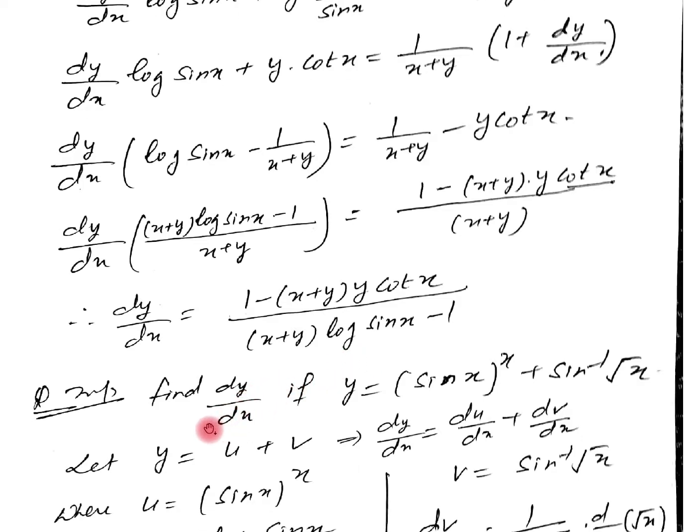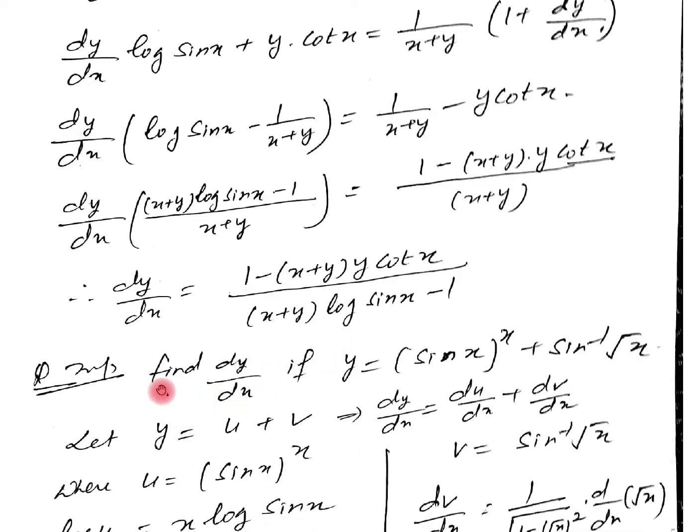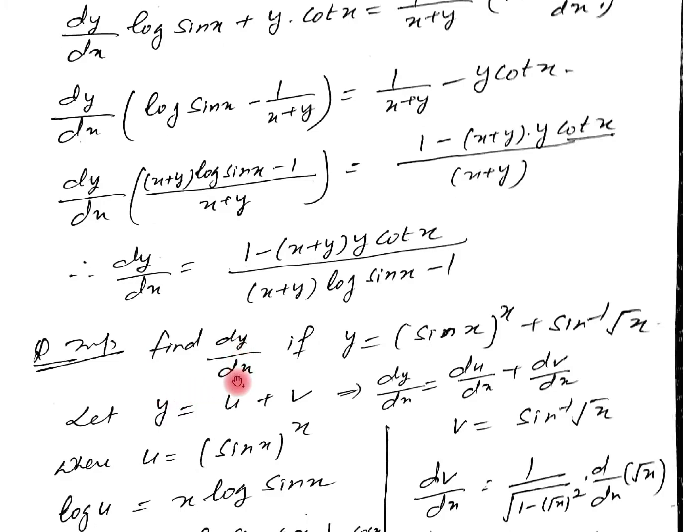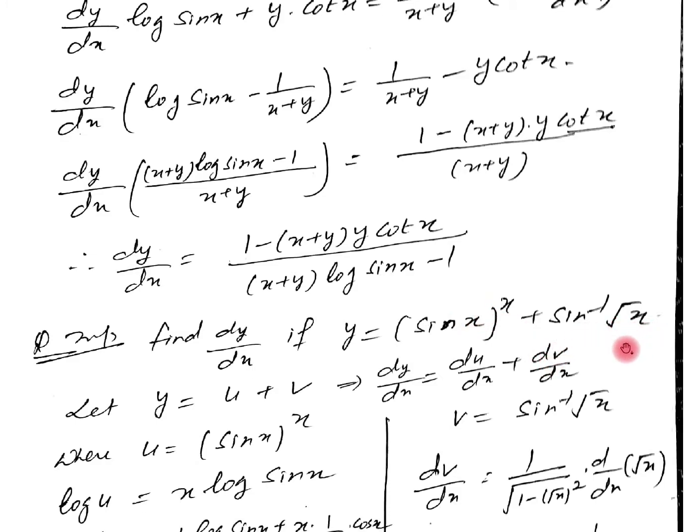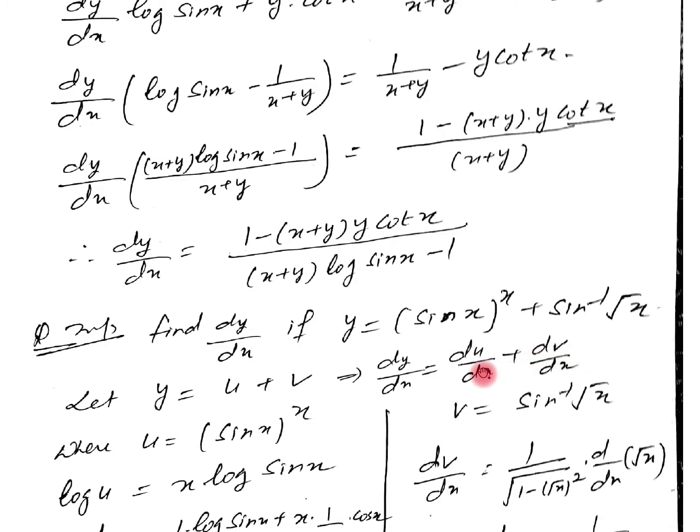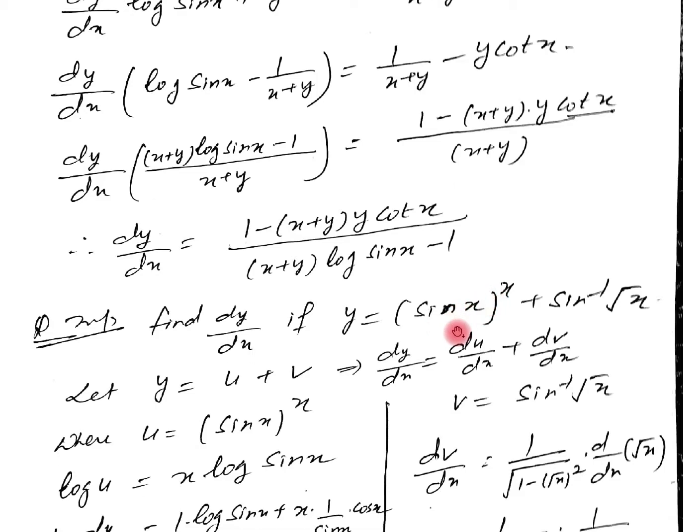Let us see another question, one of the important questions here. You have to find out dy by dx if y equal to (sin x) whole power x plus sin inverse under root x. This is one of the important questions. Now here one function is the power of another and the second one is a simple function. Because one function is the power of another, it means we have to take log here. But see it very carefully.